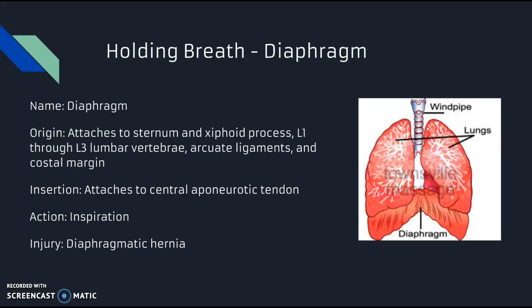One type of injury that can occur to the diaphragm is a diaphragmatic hernia. A diaphragmatic hernia is when the organs in your abdomen move up into your chest through a hole in your diaphragm. People can be born with this, or it can develop later in life.